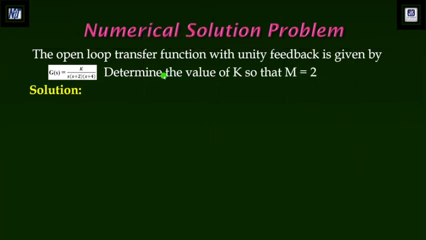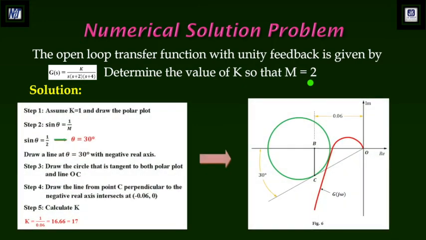Numerical solution problem. The open loop transfer function with unity feedback system is given. Determine the value of K when M equal to 2. Assume K equal to 1 and then draw the polar plot.